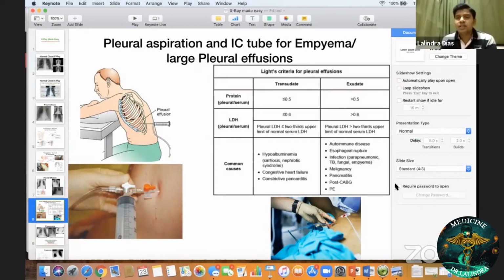But however, there will be mild airflow, but the air entry, the auscultatory breath sounds, will be markedly diminished over pleural effusion. So the first feature is stony dull percussion note. The second feature is reduced air entry over the pleural effusion.